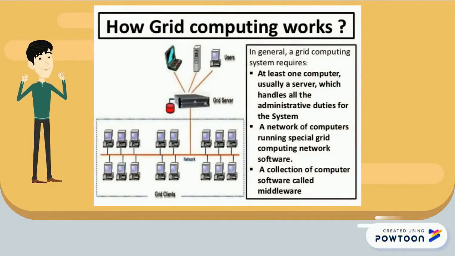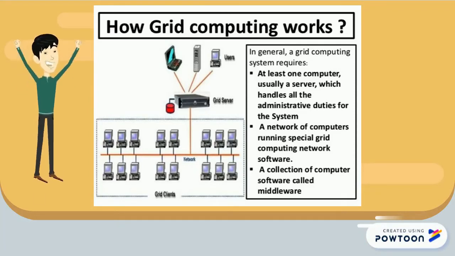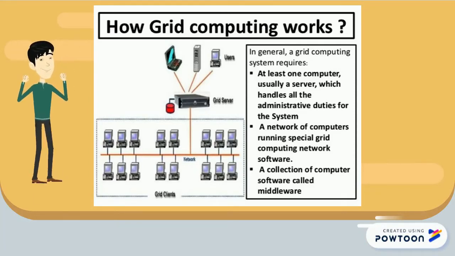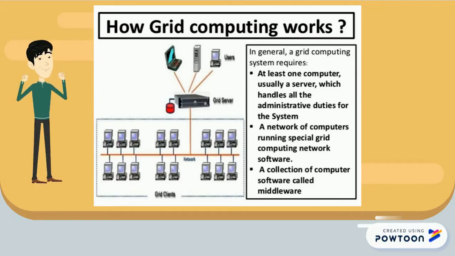How grid computing works. In general, a grid computing system requires at least one computer, usually a server, which handles all administrative duties for the system, a network of computers running special grid computing network software, and a collection of computer software called middleware.